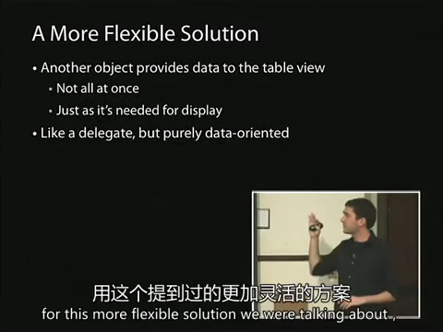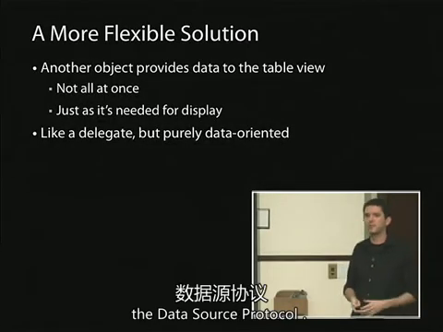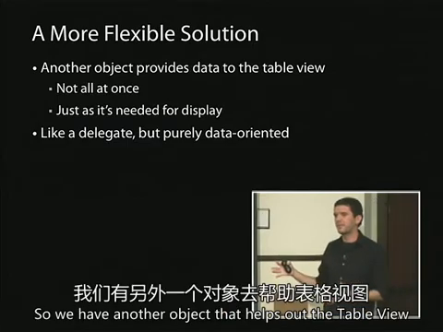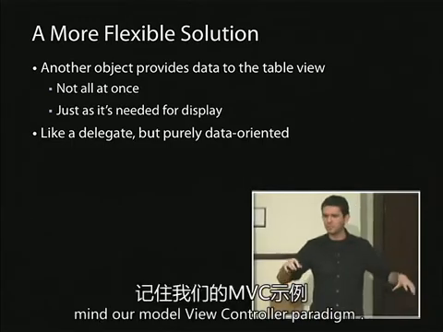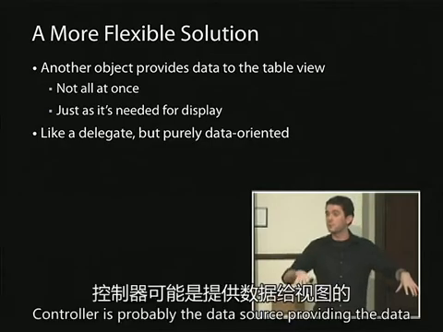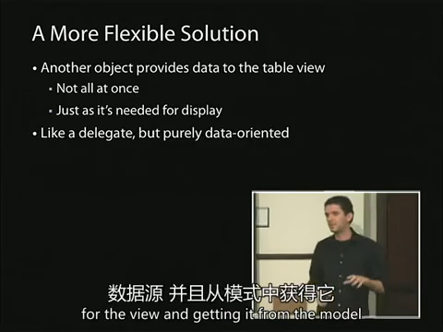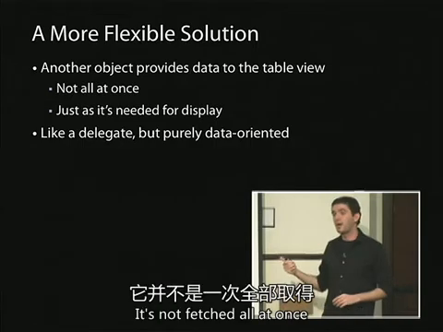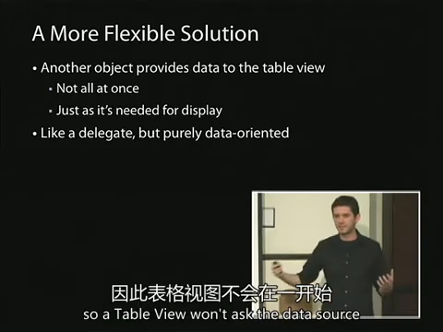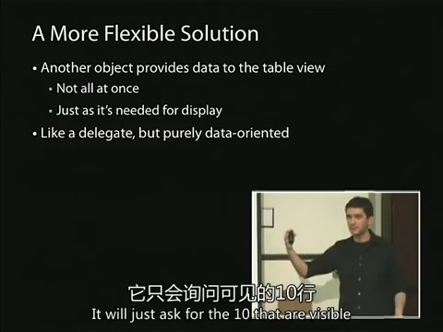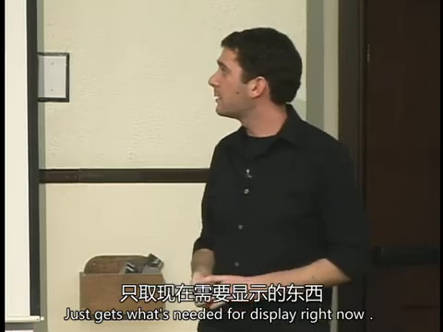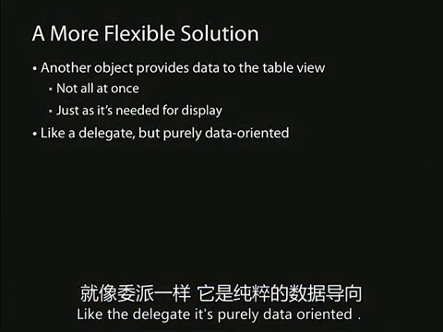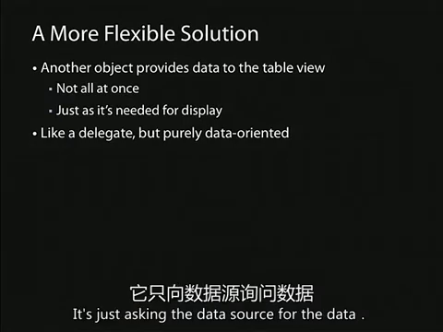What we actually do is go for this more flexible solution we were talking about, the data source protocol. So we have another object that helps out the table view by providing it with data. And in this case, keeping in mind our model view controller paradigm, table view is the view, controller is probably the data source providing the data for the view and getting it from the model. It's not fetched all at once, so table view won't ask the data source for all 10,000 rows right at the beginning. It'll just ask for the 10 that are visible. It just gets what's needed for display right now. Like the delegate, it's purely data oriented. It's just asking the data source for the data.